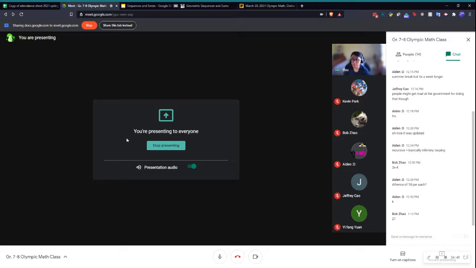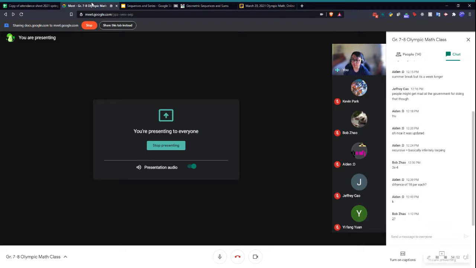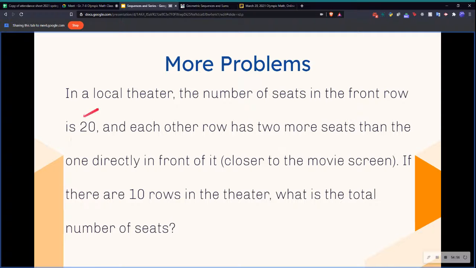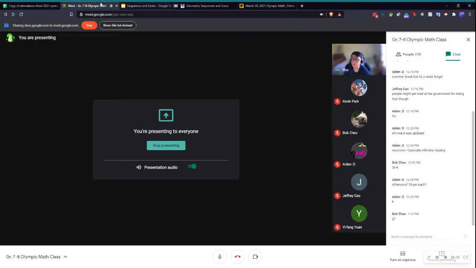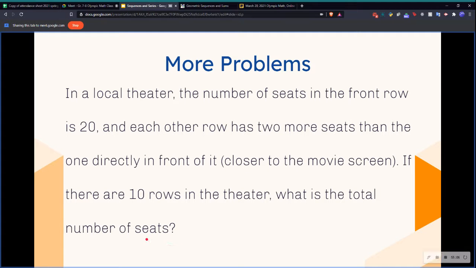Why would it be 2, Bob? So for the total number of seats in this theater, you can see our first row already has 20 seats. So of course way more than 2. Yeah. Maybe you found a different value.